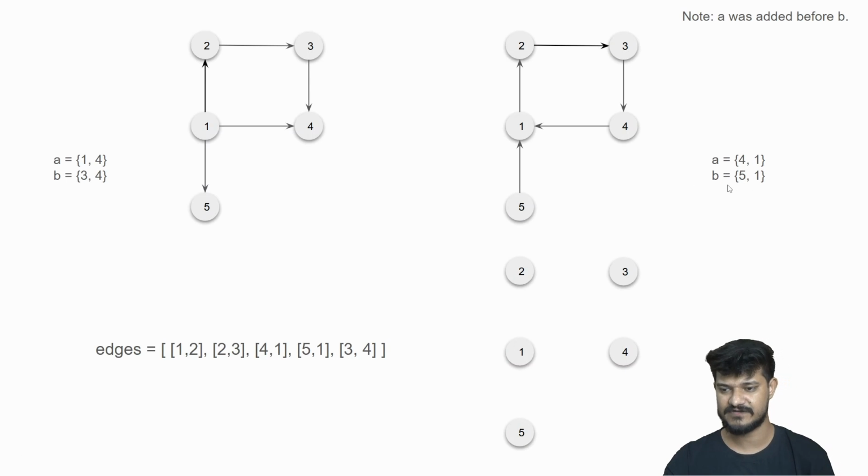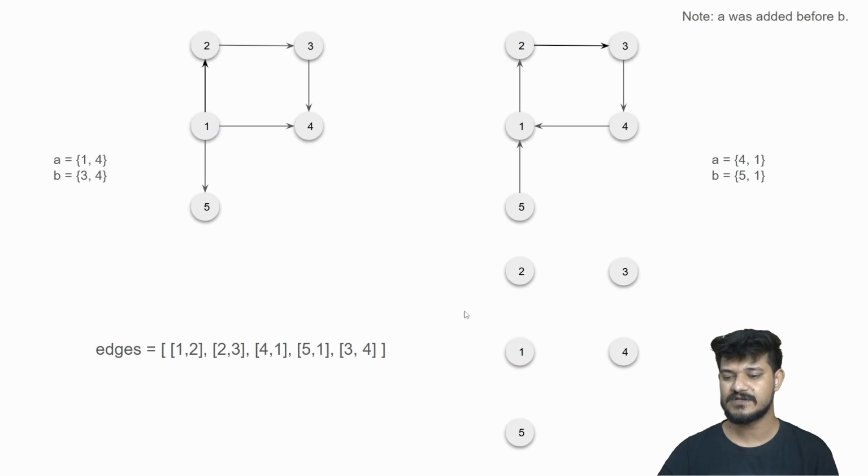A is 4 1, B is 5 1, right? 4 1 and 5 1 are creating a node with two parents, and 4 1 appears before 5 1. As you can see, that's why 4 1 is A, 5 1 is B, right? Now again, we'll process the edge list without using B, right?